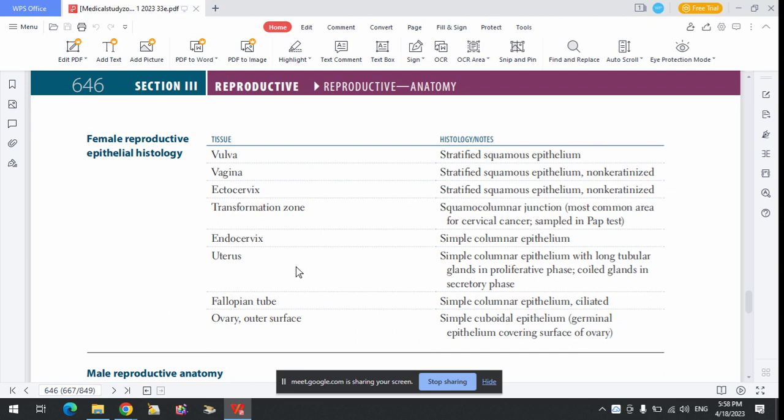And it can lead to ectopic pregnancy, because if you cannot have cilia to propel the fertilized egg towards the uterus, it will go and implant on the fallopian tube and lead to ectopic pregnancy.